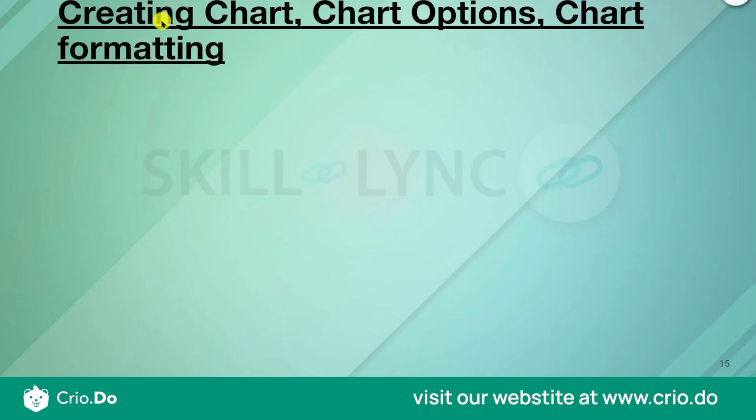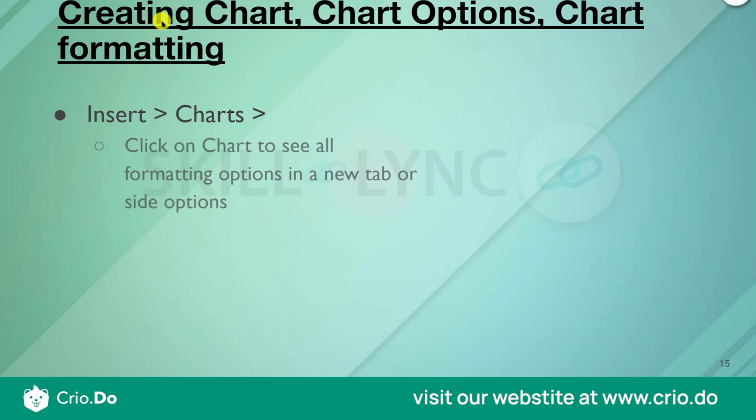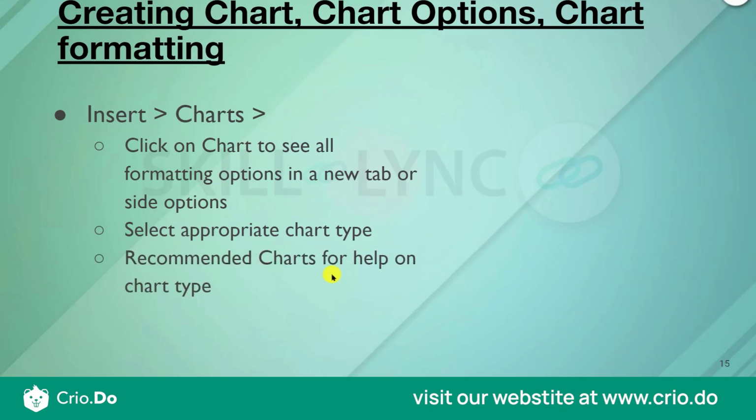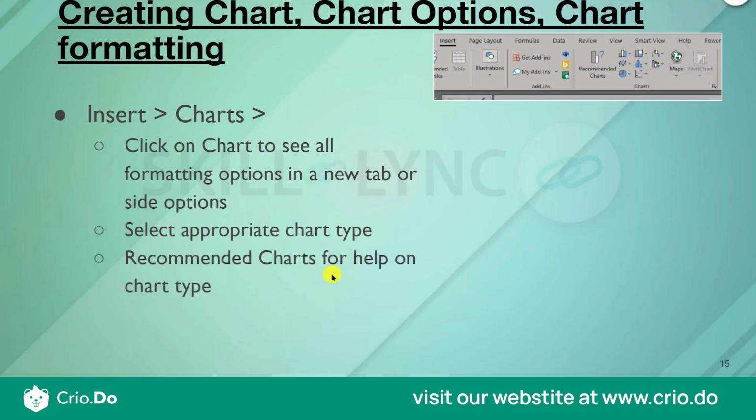So creating a chart, chart options, and chart formatting are what we are going to cover here. We can go to Insert, click on Charts, and click on the chart to see all the formatting options in a new tab or side options. Select the appropriate chart type. For help on the chart style, you can choose Recommended Charts. Just go to Insert, like we went for the pictures; now we have the charts. You can use a recommended chart or any particular chart style given here.